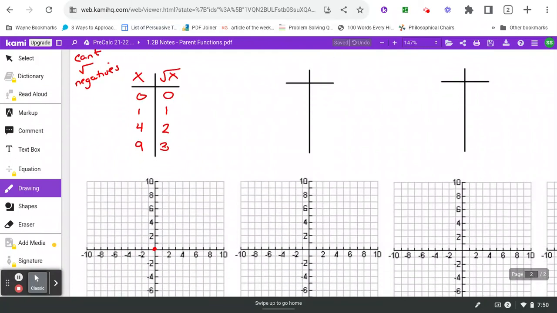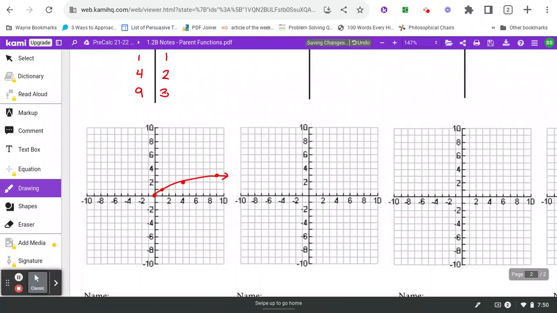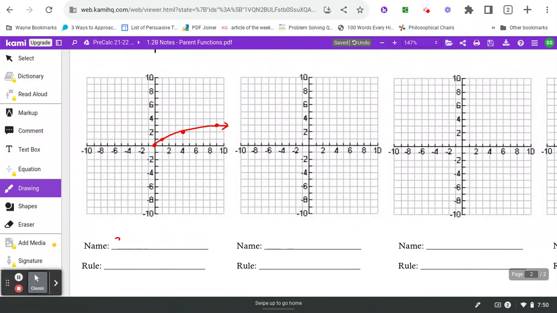0, 0, 1, 1, 4, 2, and 9, 3. The official name of that is a square root graph, square root function. And this one actually follows the same rule as the parabola, the quadratic 1, 3, 5. It just is going in the out direction. So up 1, out 1, up 1, out 3, up 1, out 5.